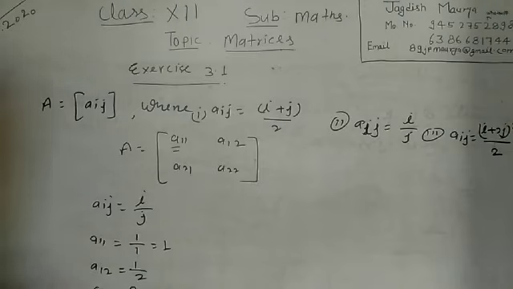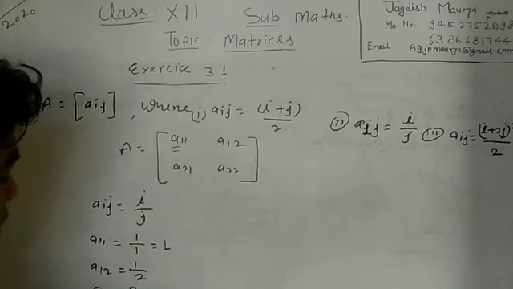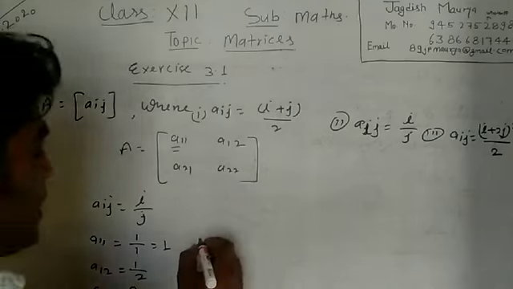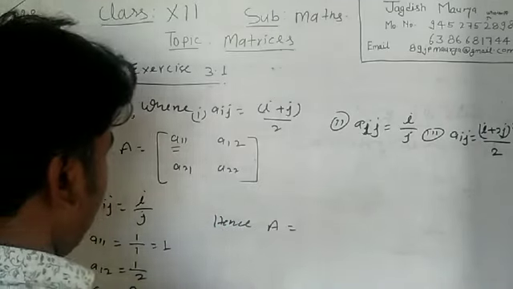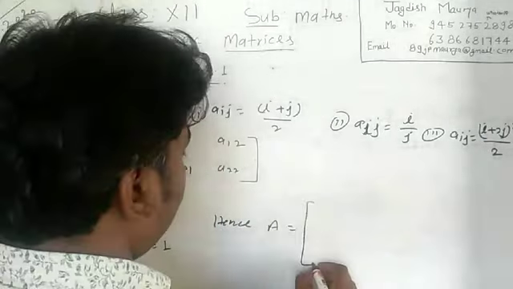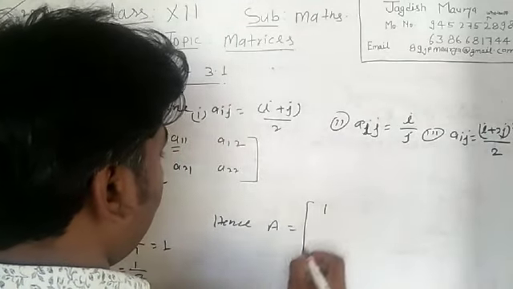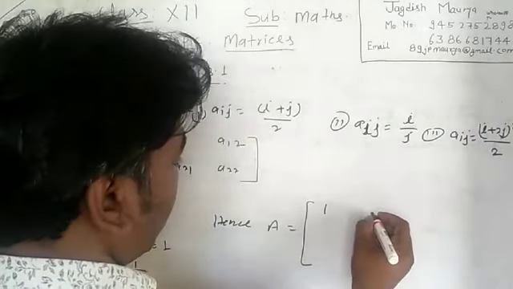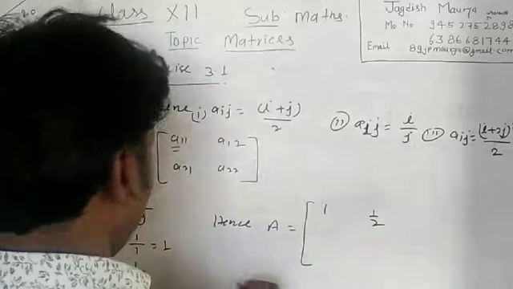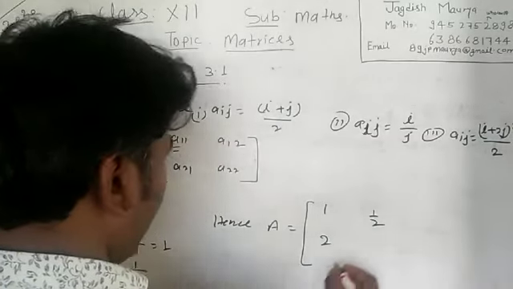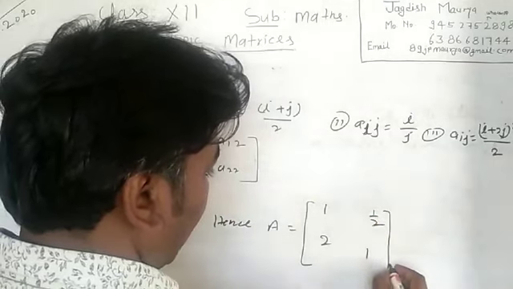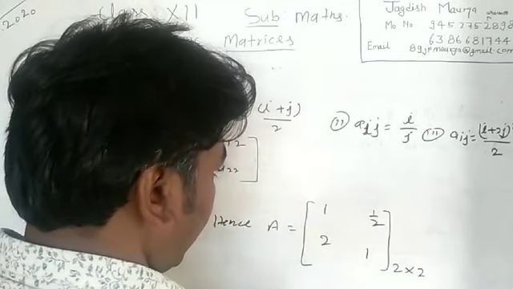A22: i equal to 2 and j equal to 2, so 2 upon 2 equal to 1. Hence the matrix is A11 1, A12 1 upon 2, A21 2, A22 1, of order 2 by 2.